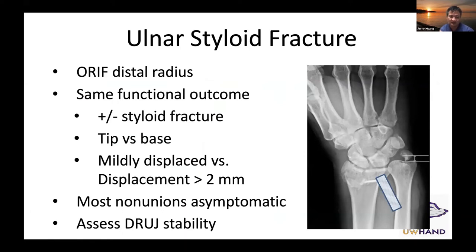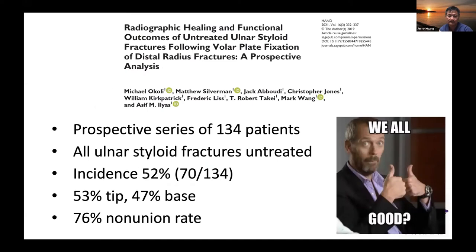base versus the tip, displacement, no displacement. Dr. Ilyas nicely summarized that it's really the DRUJ we talk about. Is the DRUJ stable or not? Again, I commend the authors for having a consecutive series of distal radius fractures where the ulnar styloid fractures were always left untreated. A fairly high number, 52%, half were involved in the tip and base, and it really doesn't matter where they are. Nonunions are pretty common, but the majority of patients actually did really well in this series.